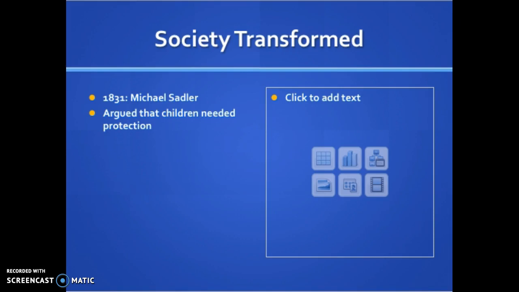This led some to argue that workers, especially women and children, needed a protection. One such man was Michael Sadler. A member of Parliament, Sadler brought in child laborers to share their testimony with Parliament. That testimony tells us a lot about what it was like to work in the textile mills of Great Britain in the early years of the Industrial Revolution.